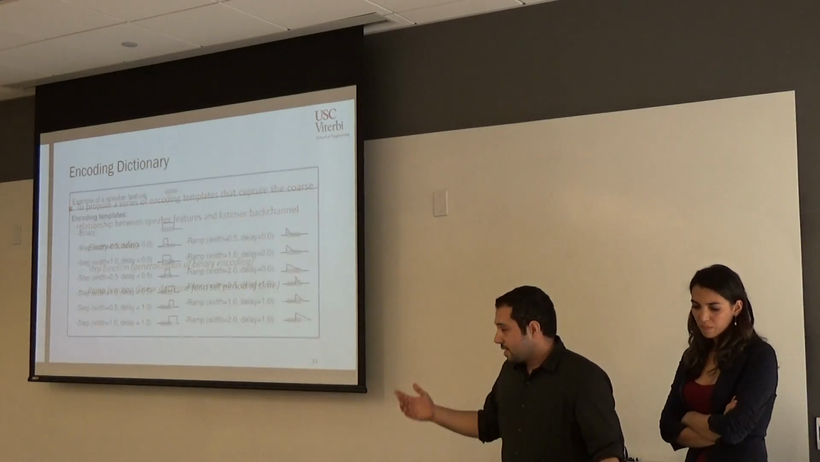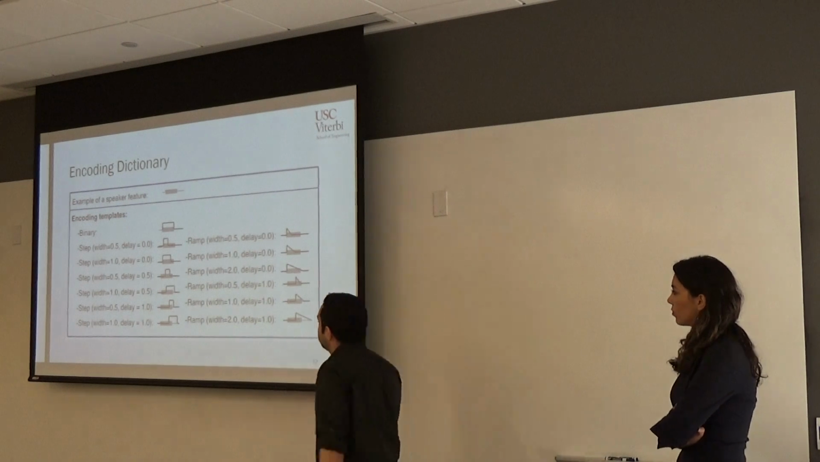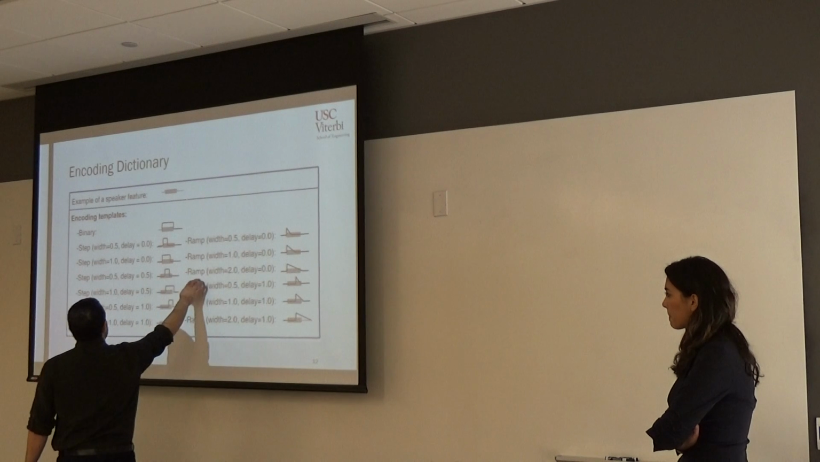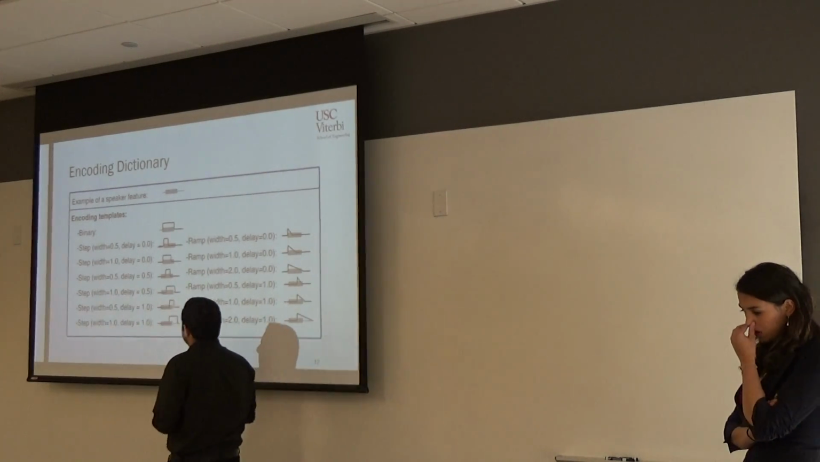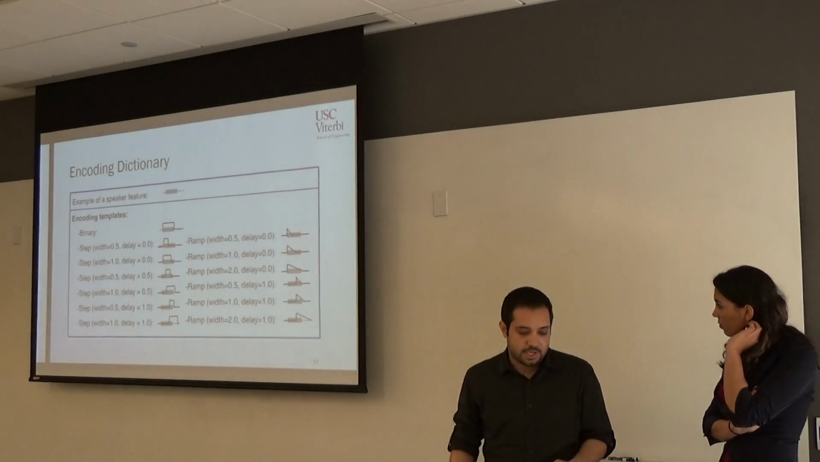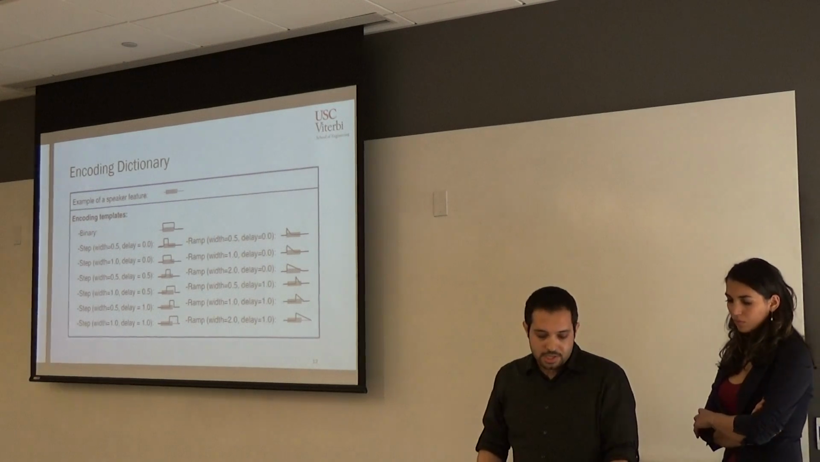And these are the 13 templates which are developed and used in this study. Again, as I said, we have three types: binary, step, and ramp. And you can see that we have two parameters, width and delay, with different values for each of them. So these are the representations of the features which are going to help the model learn those difficult situations.